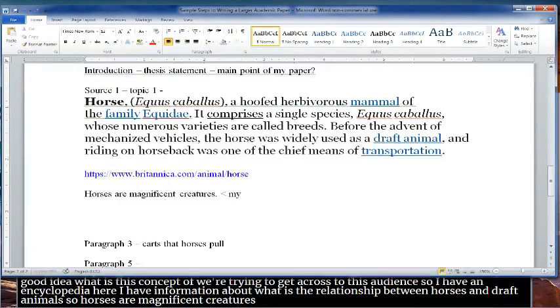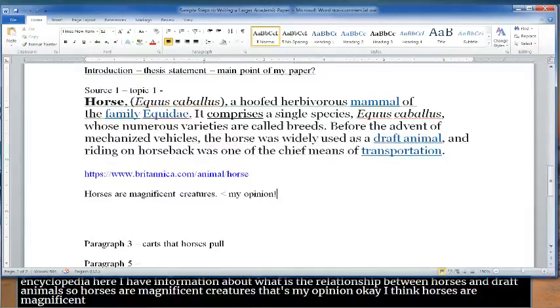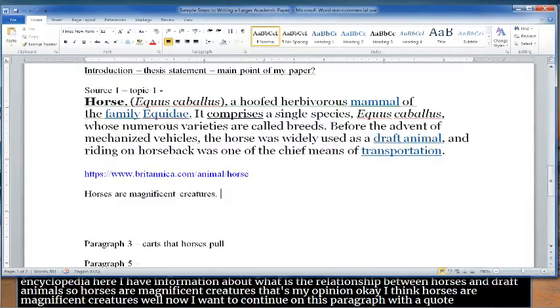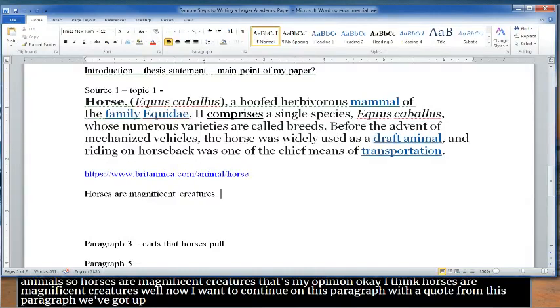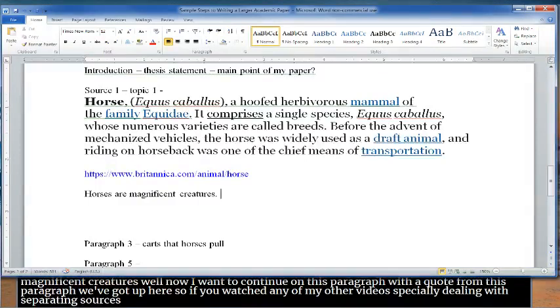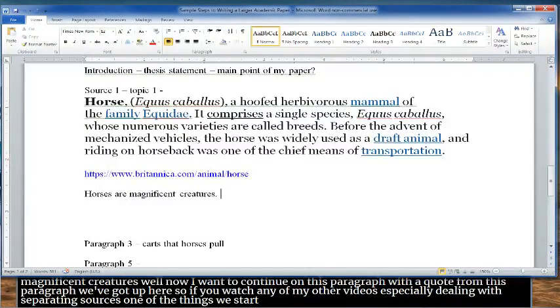That's my opinion. Okay? I think horses are magnificent creatures. Well, now I want to continue on this paragraph with a quote from this paragraph we've got up here. So, if you've watched any of my other videos, especially dealing with separating sources, one of the things we start a quoted area with is the introductory signal phrase.